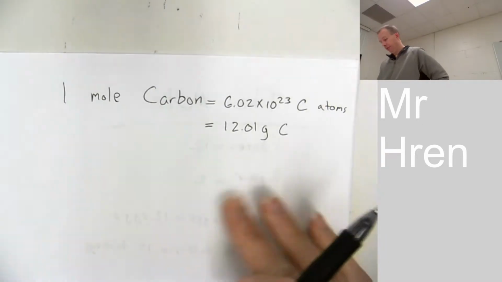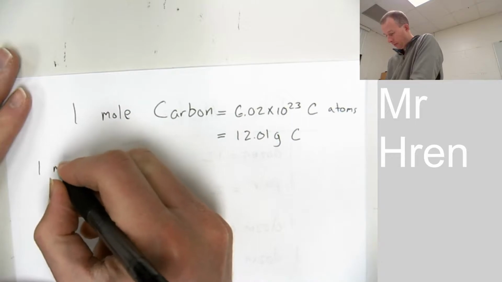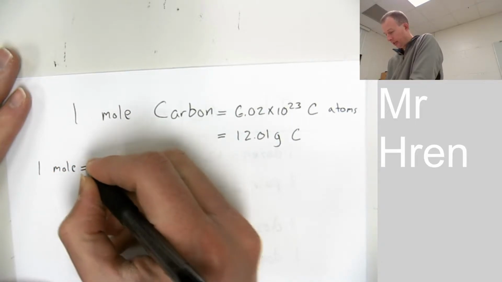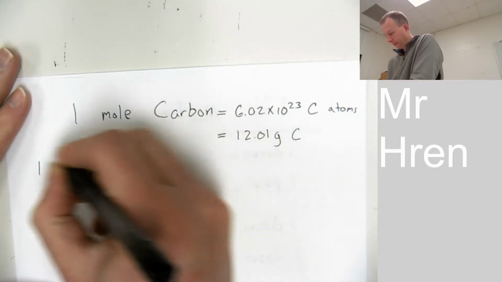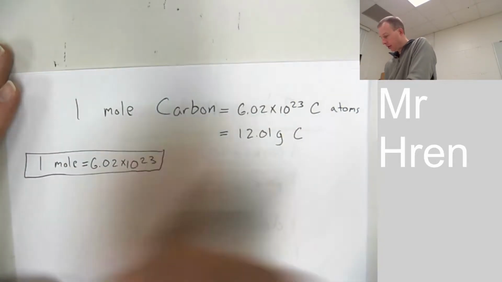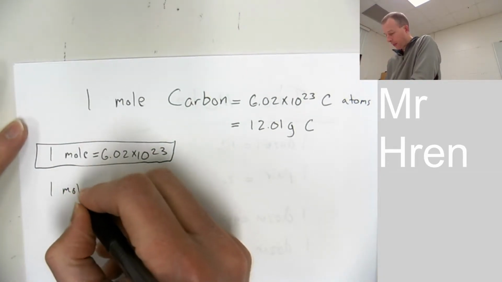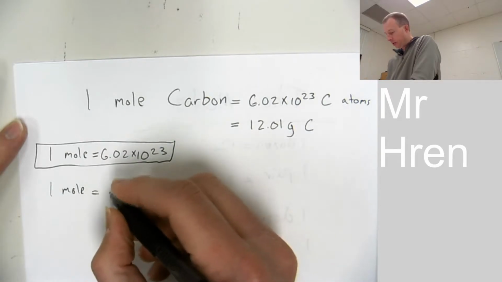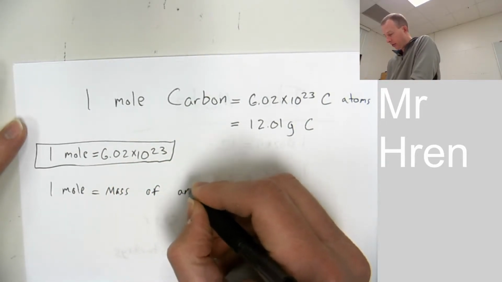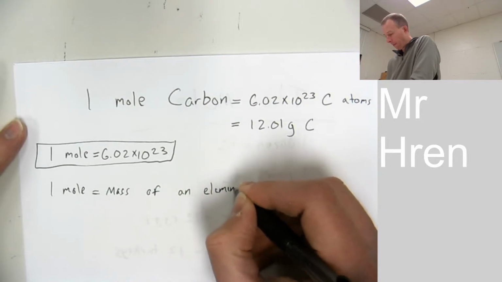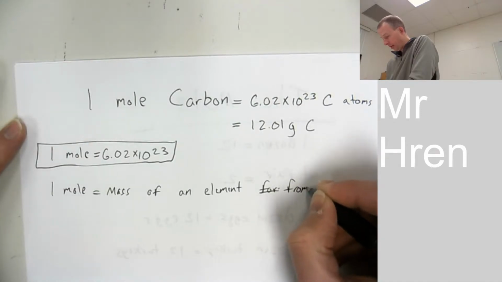So, a few things to write here. So in short, important stuff. So 1 mole of anything is equal to 6.02 times 10 to the 23rd. That's a big one. Next, 1 mole is equal to the mass of an element from the periodic table.